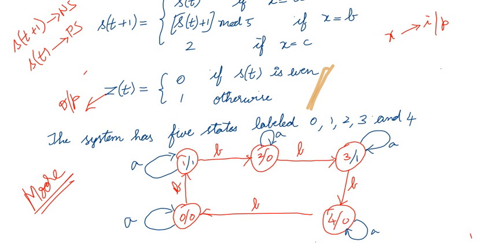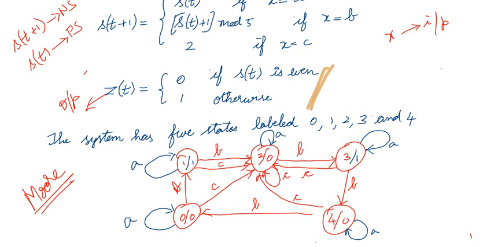What about the last condition? When the input is C, we go to 2. We are in the state 0, when the input is C, we go to the state 2. We are in the state 1, when the input is C, we go to the state 2. We are in the state 2, state 3, state 4, and when the input is C, we go to the state 2 in every case.